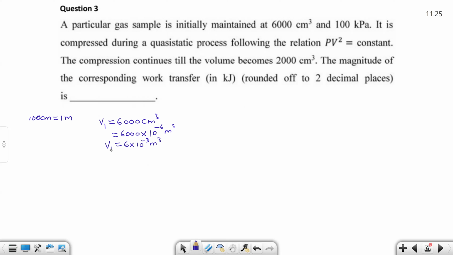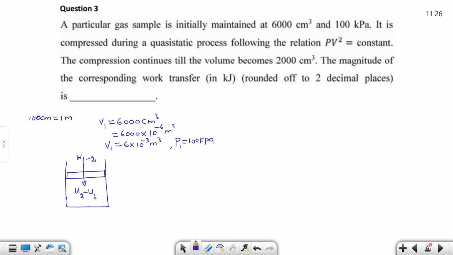So V1, and your pressure P1, 100 kPa. It is compressed during a quasi-static process following the relation PV squared equals constant. So a gas is compressed. That means it is a piston cylinder device. It is compressed, that means you are giving the work, maybe a process 1 to 2. Here you have internal energy change. We don't know the heat transfer, so which direction is the heat transfer? There must be a heat transfer.